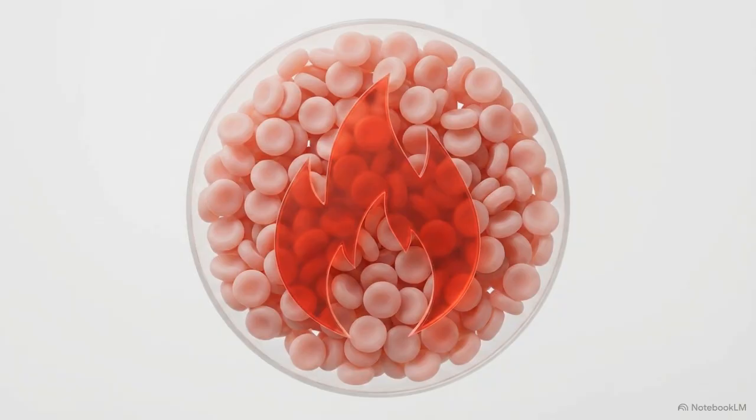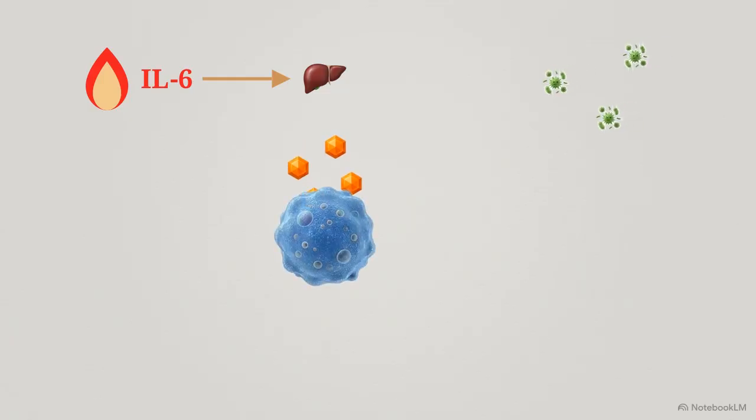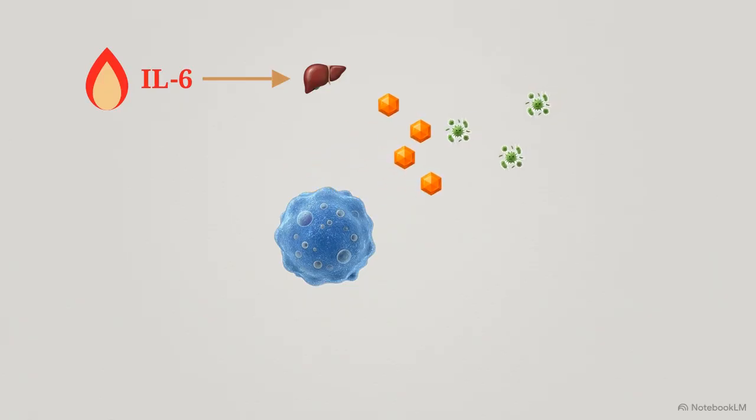Here, the driver is systemic inflammation. That inflammation activates a specific complex, the IL-6 hepcidin axis. Inflammatory cytokines signal the liver to release a protein called hepcidin. The body assumes the inflammation might be an infection, and hepcidin's job is to sequester iron away so potential blood-borne pathogens cannot use it to replicate.